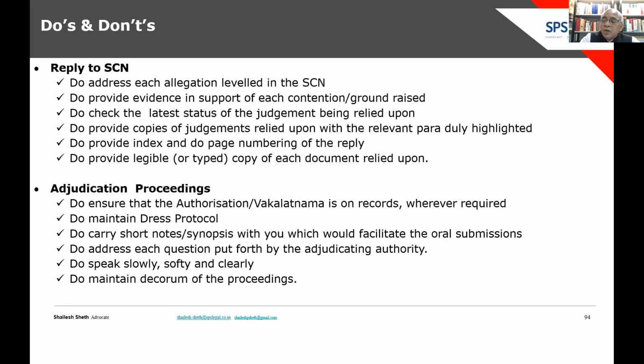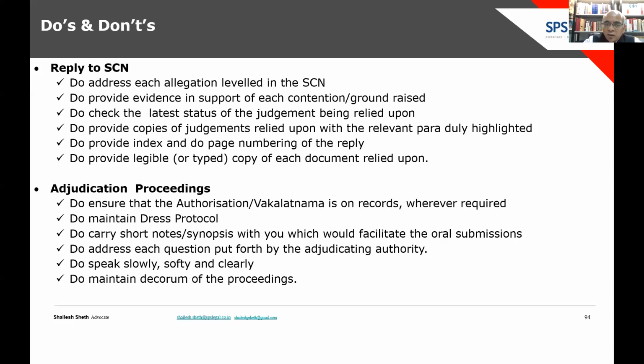Each question put forth by the adjudicator, never try to dodge the question. Never try to be evasive when any question is put forward. If it requires some further research, some further study, or some further verification, very politely say that I would need to study or take instruction from my client. And then one can always file it through additional submissions. But merely because the question is not comfortable, or one apprehends some wrong conclusion on the basis of the answer, never try to evade any question whatsoever. And it is also not necessary that every question should be answered there and then. So one can always ask for the time.